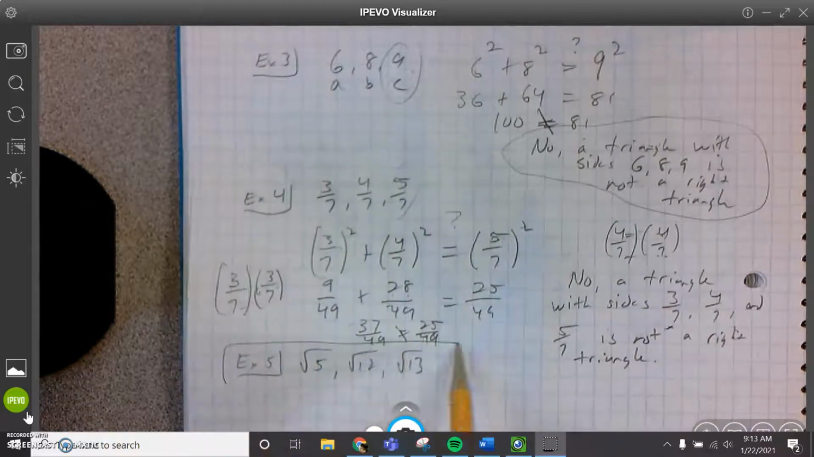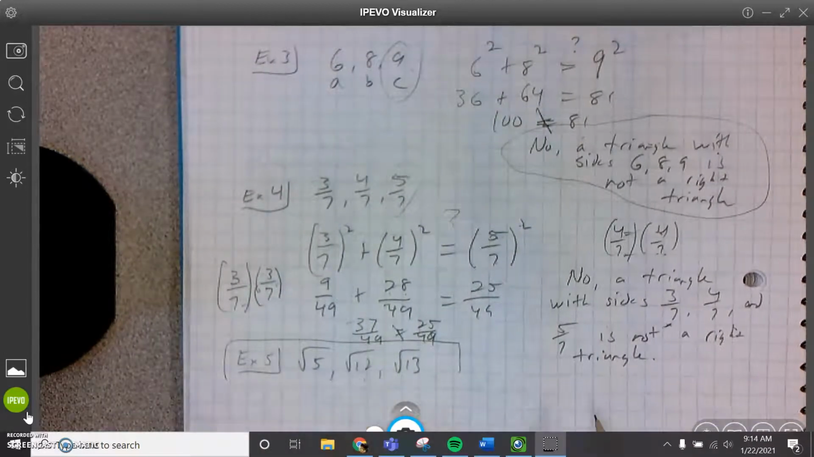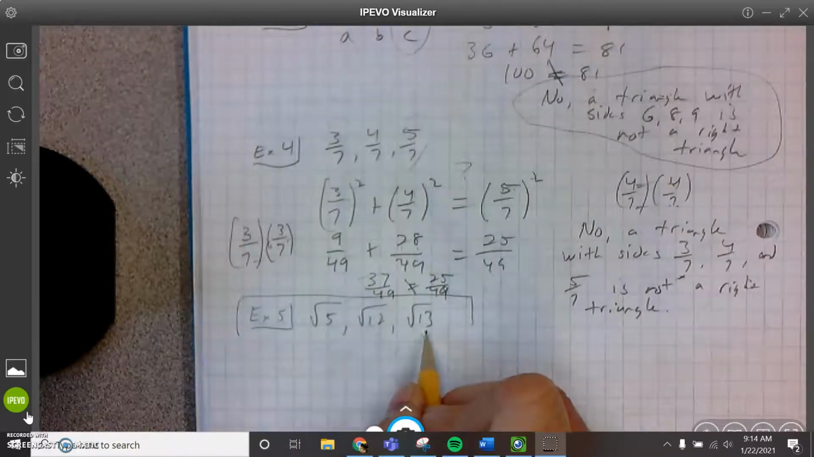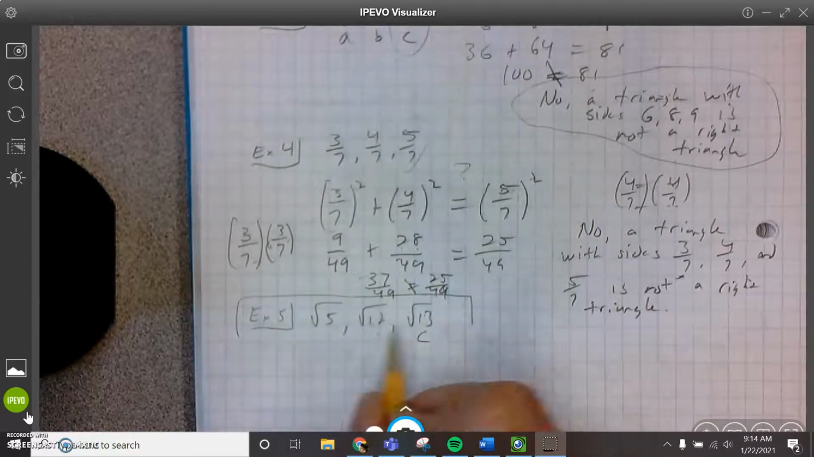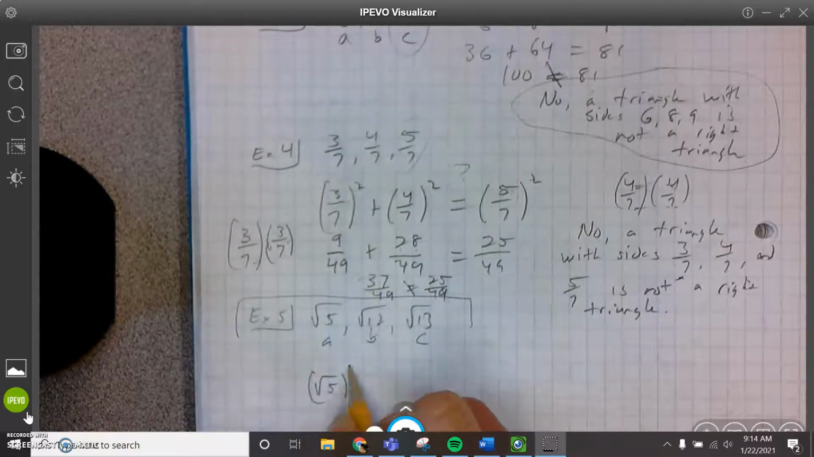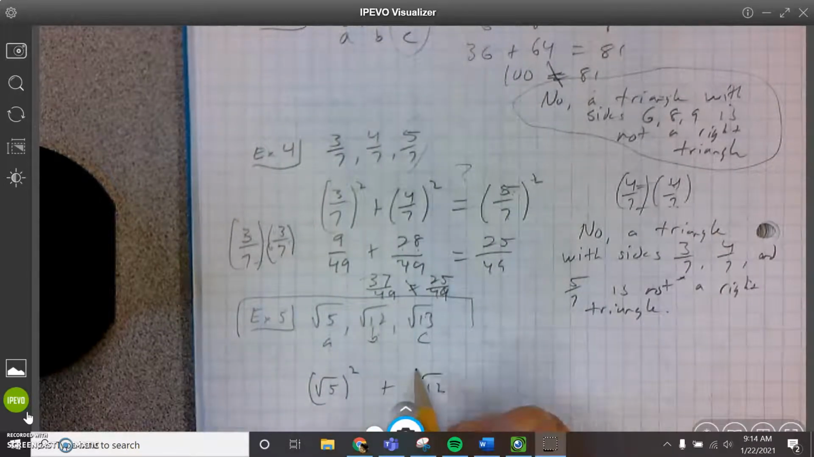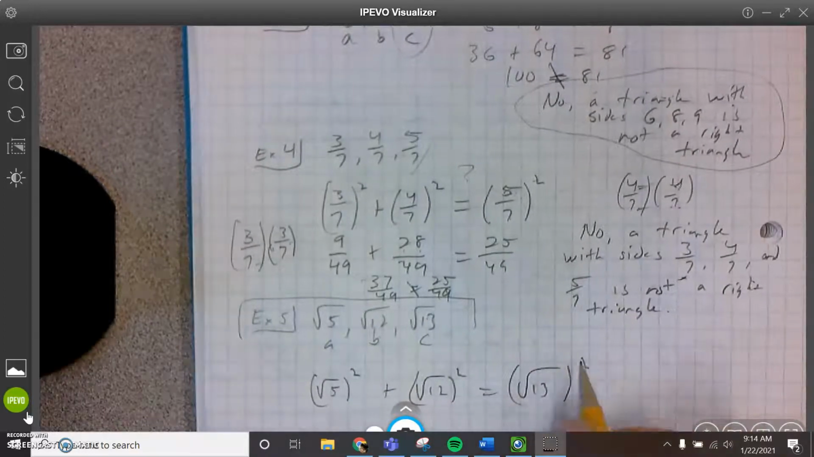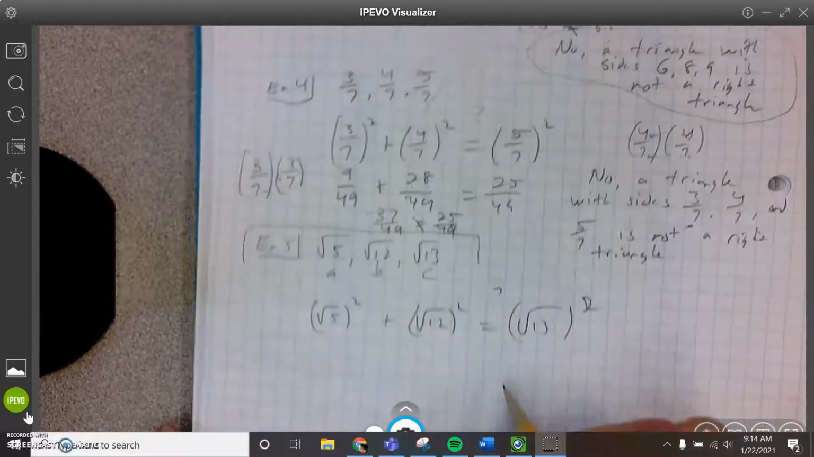All right, last one, example 5. Try this one. Remember what I said about radicals? Go. All right, let's try it. So obviously this is going to be C because the radical 13 is bigger. So this is A and B. So radical 5 squared plus radical 12 squared equals radical 13 squared. Is that true? That has to be true.